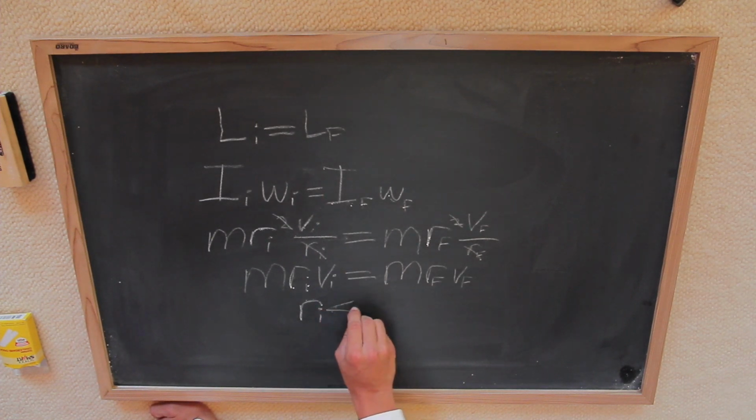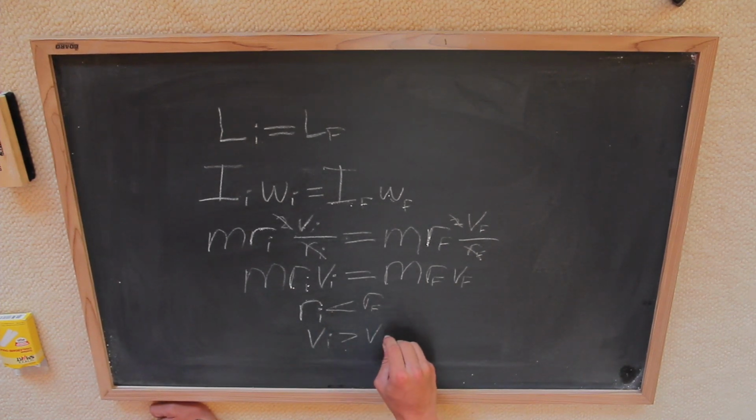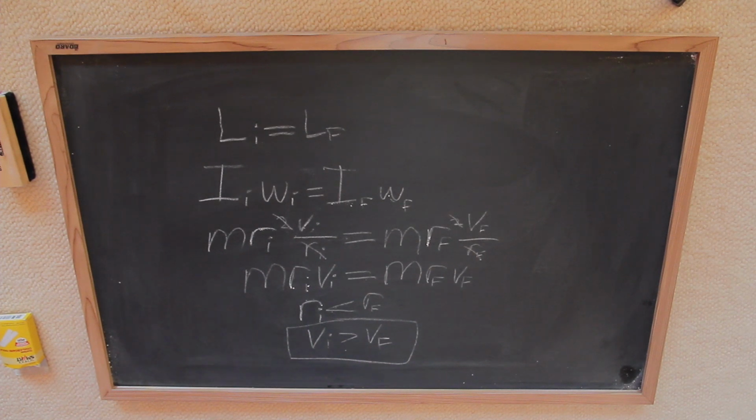And because we know that these are inversely proportional, r initial is less than r final, then v initial must be greater than v final. Therefore, when I extended my arms, I should have slowed down instead of speeding up. Thanks for that, Dr. Decimal. I think you guys will enjoy the next clip.